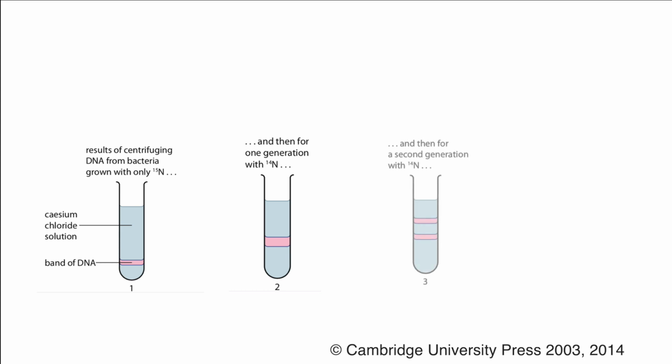In the third test tube, DNA was extracted from the second generation with nitrogen-14. Two bands can be found with nearly equal length in the central part. In the last test tube, DNA was extracted from the third generation of bacteria with nitrogen-14. Two bands are also found, with a longer upper band and a shorter lower band.